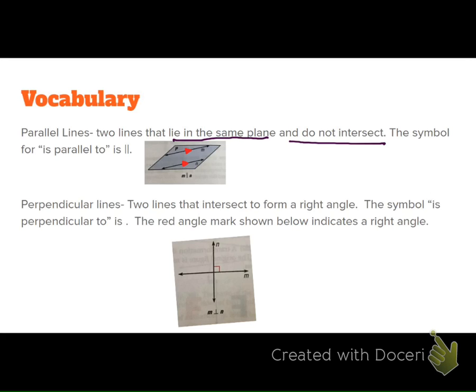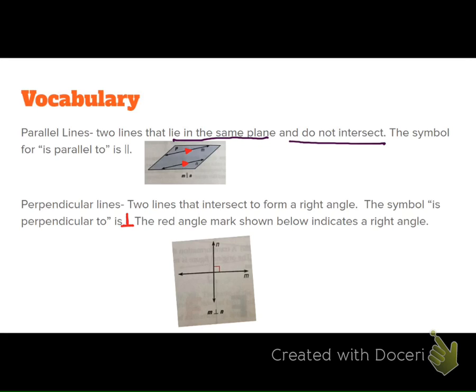We also have perpendicular lines. These are 2 lines that intersect at a right angle. The symbol for perpendicular to is, I don't have that on my keyboard, so I apologize. I have to draw it in. It is that upside down T. So an upside down T is that perpendicular. And then we know if it's perpendicular, it means it forms a right angle. Right angles have how much degrees? 90. So you see in this picture that the red box indicates that it is a right angle.